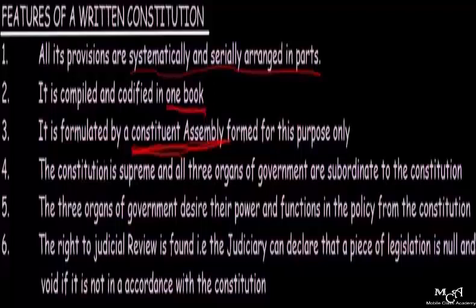So, number 5, the 3 organs of government derive their powers and functions in the polity from the Constitution. They derive their powers and functions, and also the limitations of those powers, from the Constitution. Number 6 feature, the right to judicial review. Judicial review is found in the written Constitution.